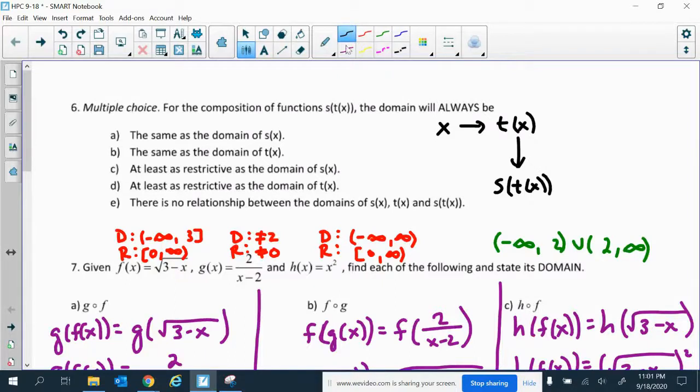The following video goes over examples for compositions of functions. So the first thing we're going to talk about is just a review of the previous video.